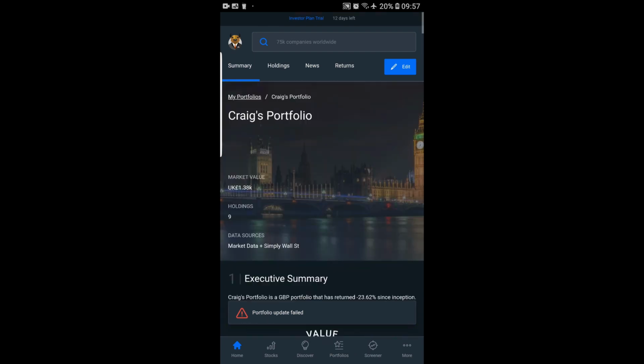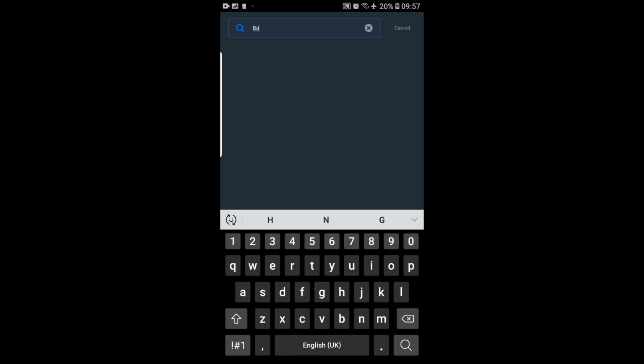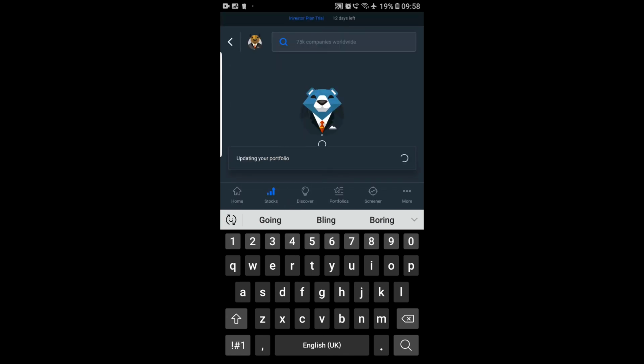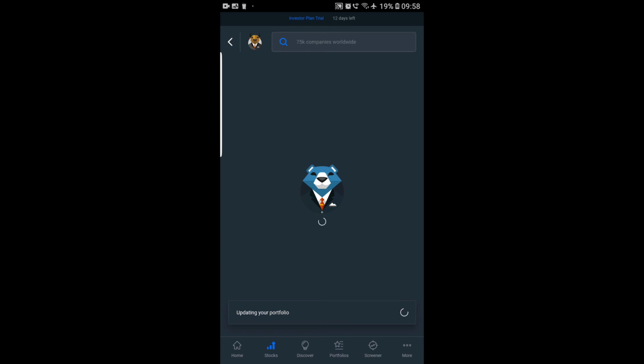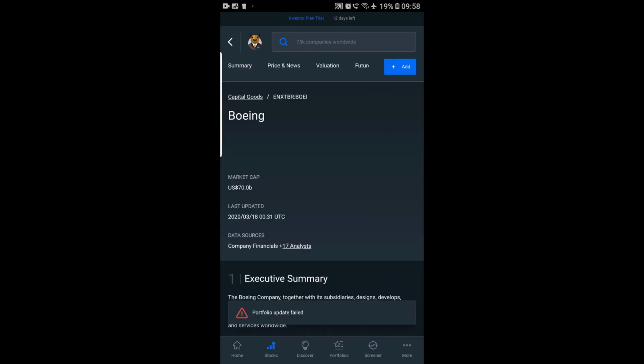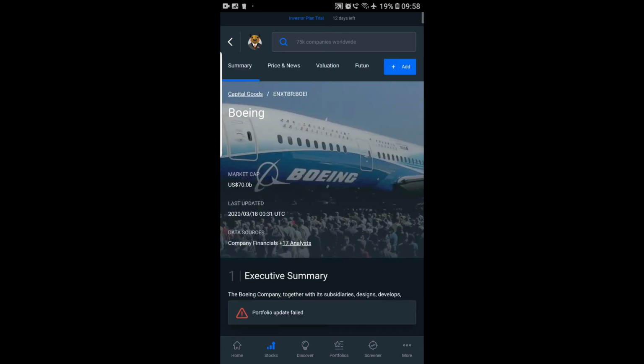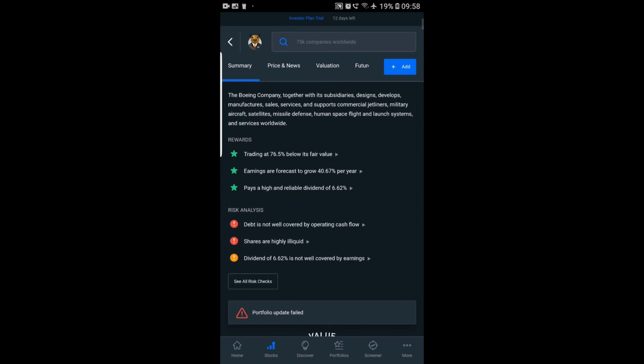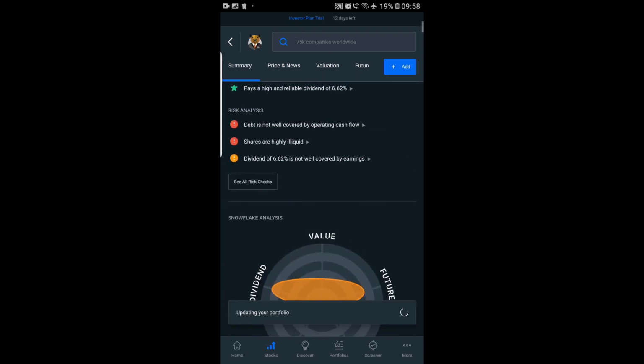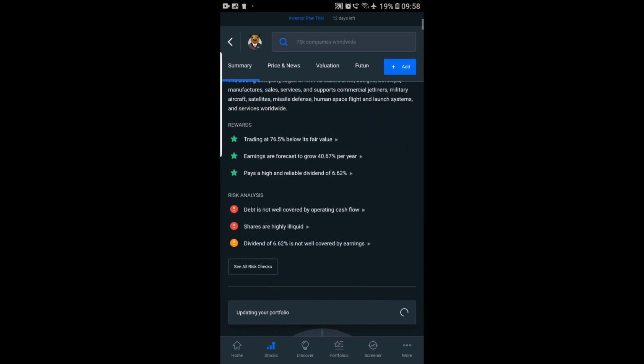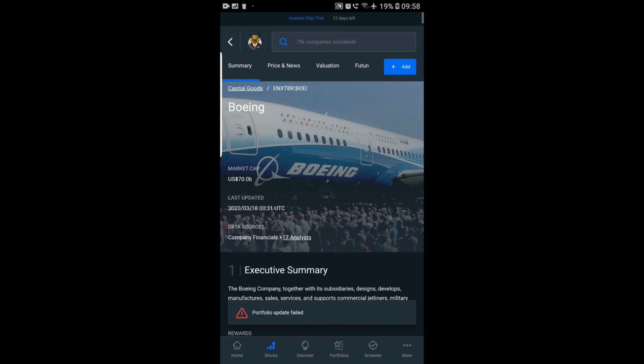So if you wanted to look for a company, say Boeing, type in Boeing there, and then it will come up with Boeing. There we are. You click on that company, and it will tell you everything you need to know about Boeing. Now, all I want to know personally is what's their market cap. 70 billion, so they're all good.